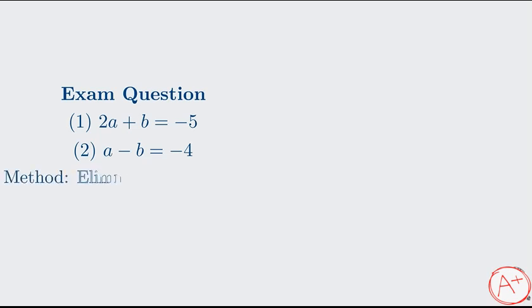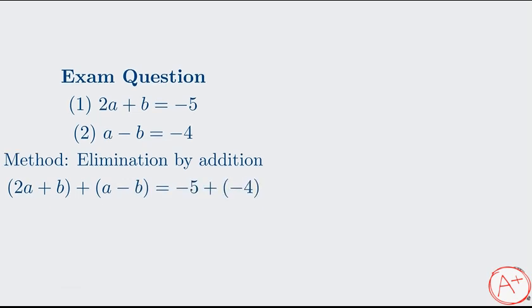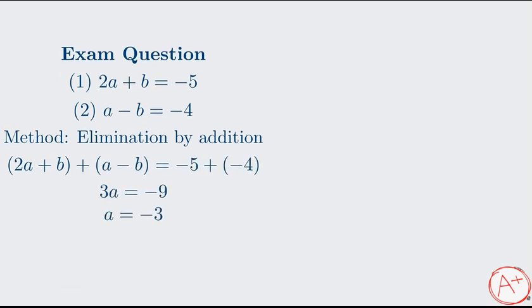To find a and b, we solve the two equations simultaneously. We have our first equation, 2a plus b equals negative 5, and our second equation, a minus b equals negative 4. The easiest way here is elimination. Since we have a positive b and a negative b, we can simply add equation 1 and equation 2 together. Adding the left sides gives 3a, and the right side gives negative 9.